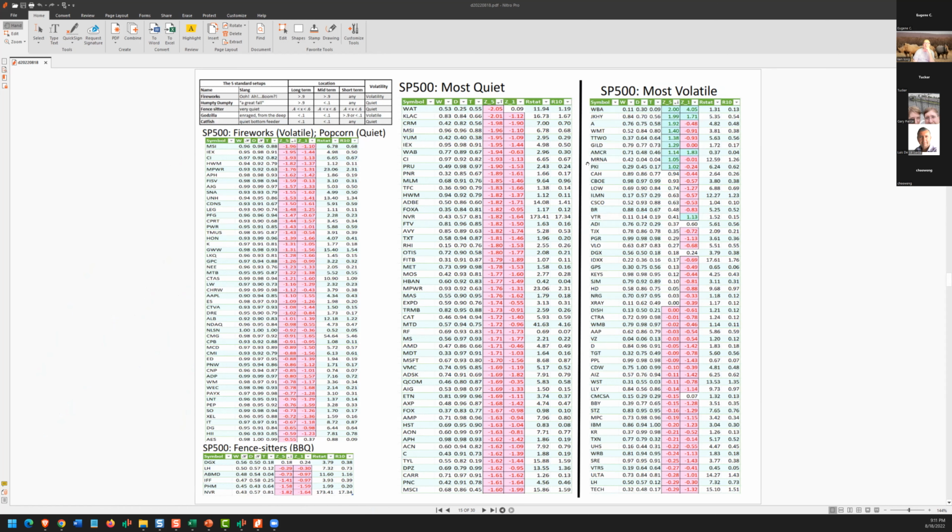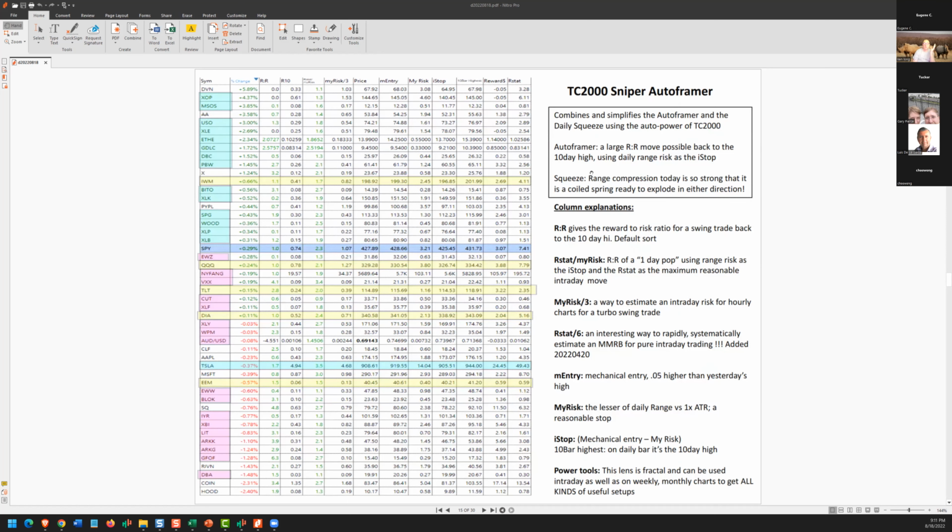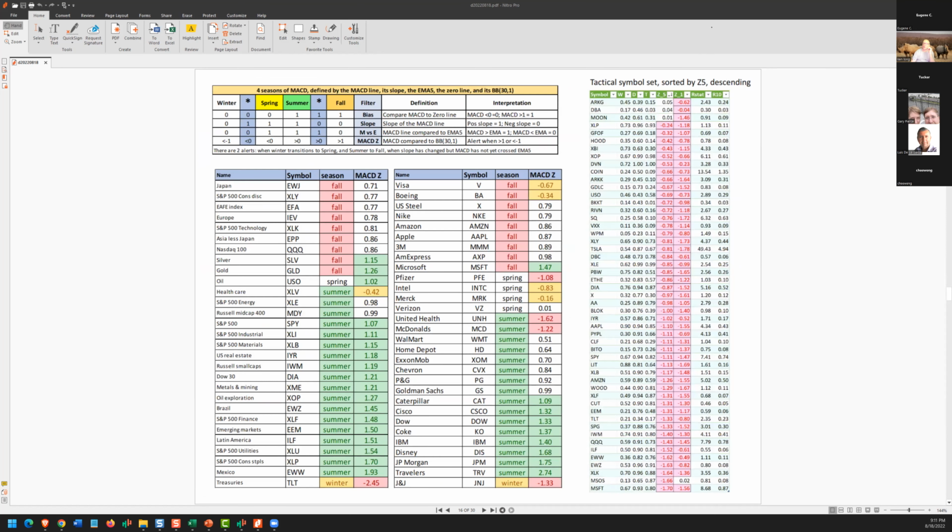Standard numbers, auto framer for the tactical symbol set. This is our tactical symbol set here, the ones you see me look at. These are the ones I look at all day, so I'm always ready to trade all of these. And those are the ones that you see me work through every day in terms of the performances from the previous page.